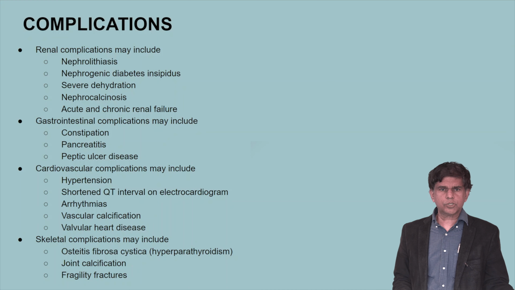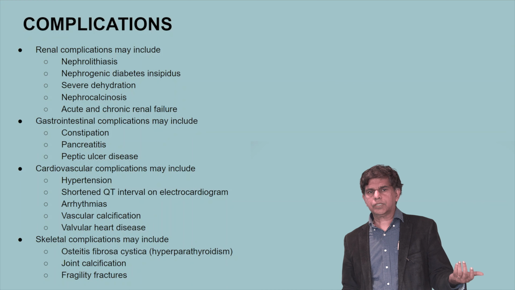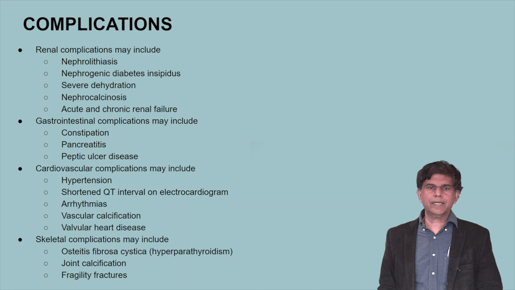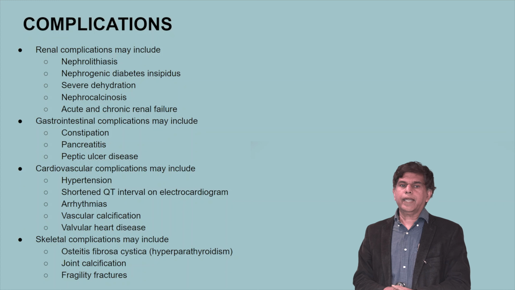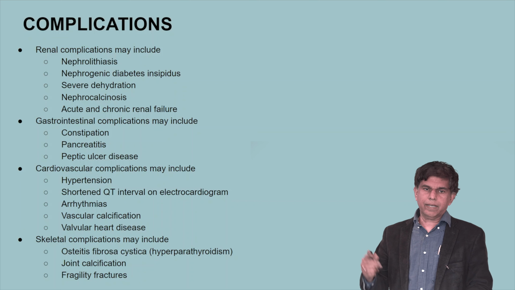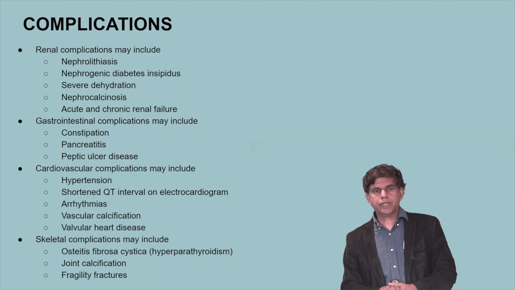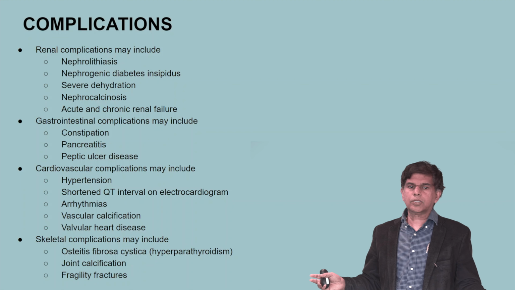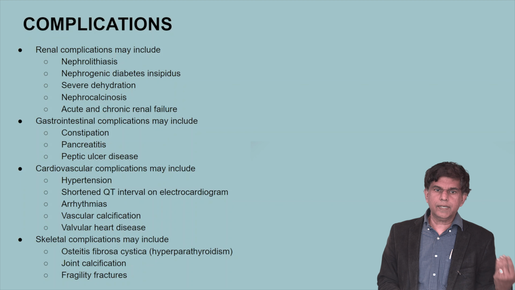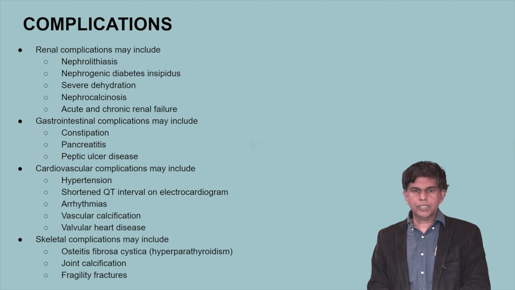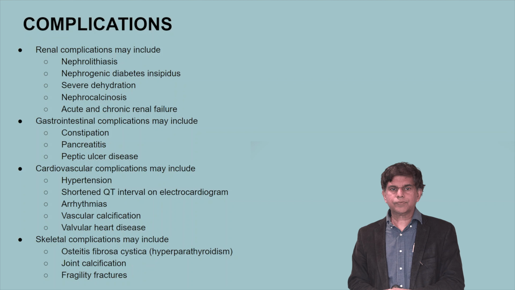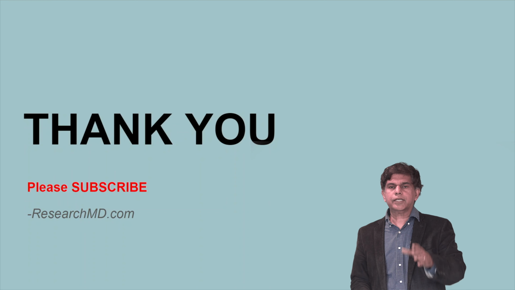Complications: what kind of complications can the patient have? Again, nephrolithiasis, nephrogenic diabetes insipidus, severe dehydration, nephrocalcinosis can cause acute and chronic renal failure. Gastrointestinal: constipation, pancreatitis, you have to be very careful, peptic ulcer disease. Cardiovascular complications: we talk about arrhythmia, vascular calcification, valvular heart disease. Skeletal complications can include osteoarthritis, fibrosis, joint calcification, and fragility fractures, okay?